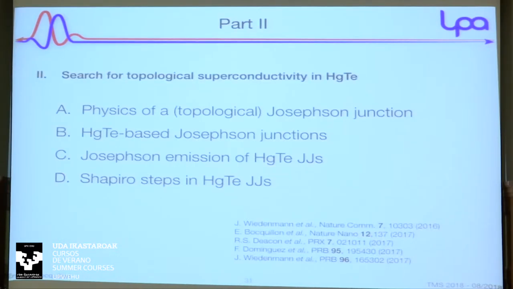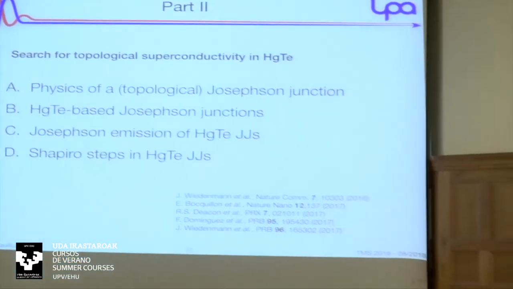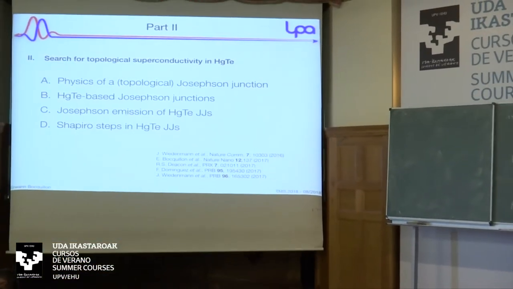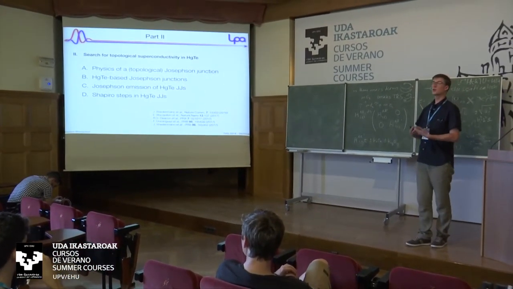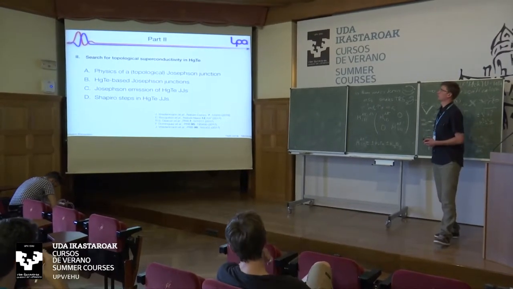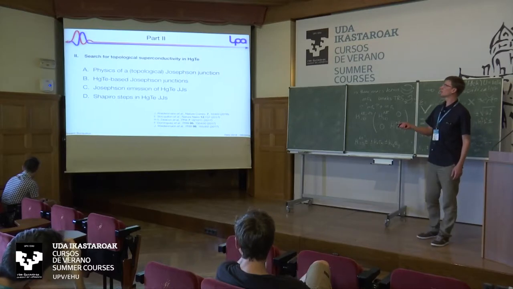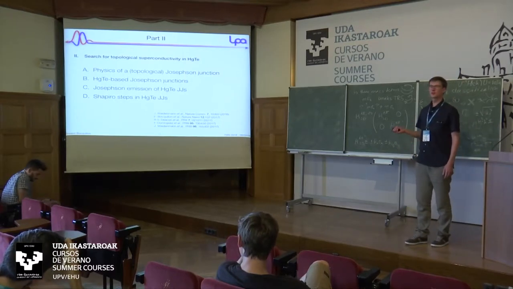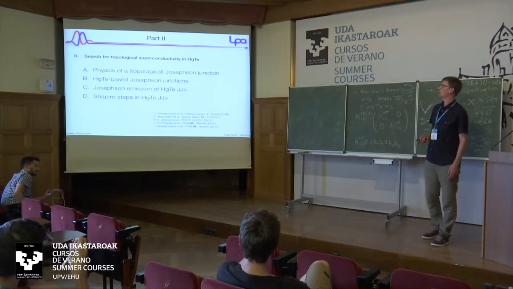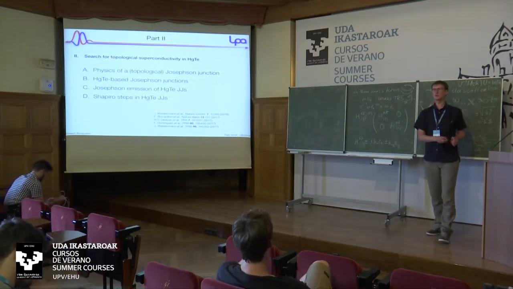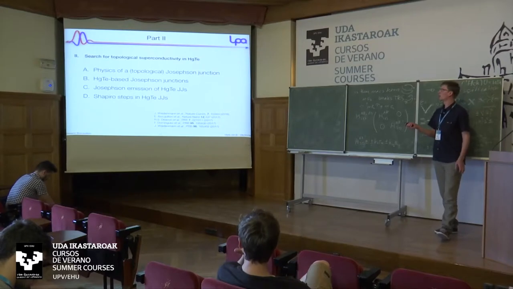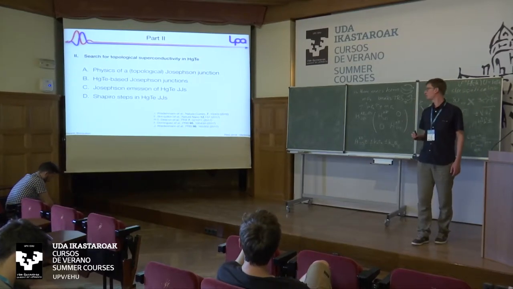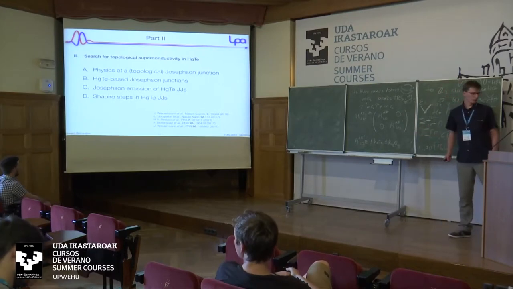So first, I don't know what backgrounds you have on Josephson junctions, and I need a few very specific points. So I would like to start with a general introduction to Josephson junctions and to what is expected in the case of a topological superconductivity. And then I will come to two types of experiments that we've performed on Josephson junctions based on mercury telluride, but now in the quantum spin Hall regime. Yesterday I talked about mercury telluride as a strained 3D topological insulator. Today we will only focus on mercury telluride as a quantum spin Hall insulator. And I will show you these two types of experiments.